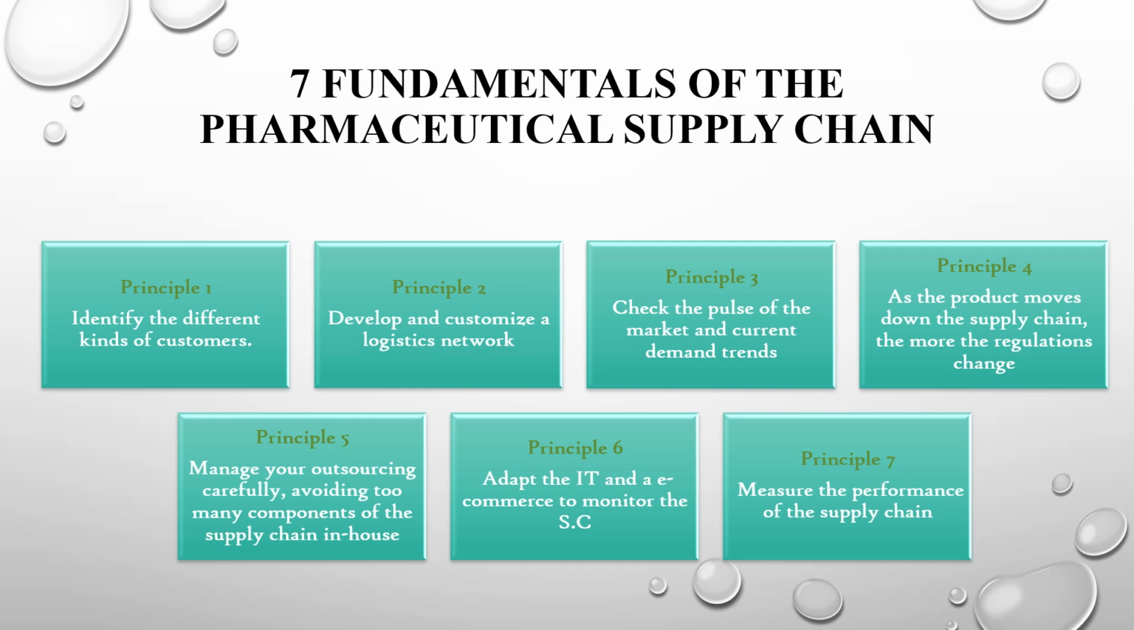Principle 5: Manage your outsourcing carefully, avoiding too many components of the supply chain in-house. Principle 6: Adapt IT and e-commerce to monitor the supply chain. Principle 7: Measure the performance of the supply chain.